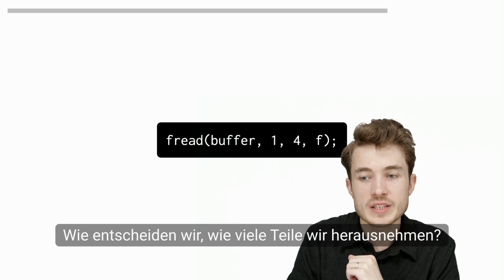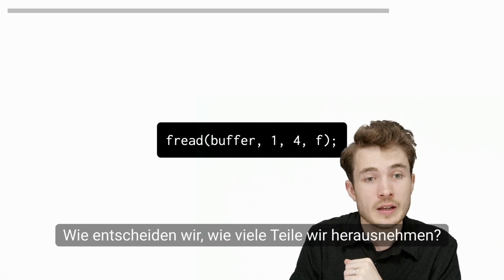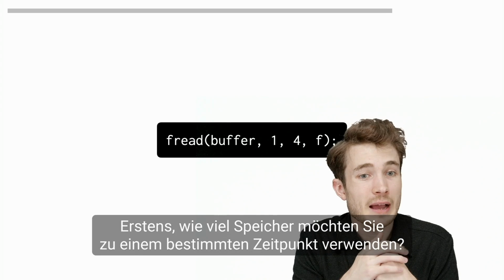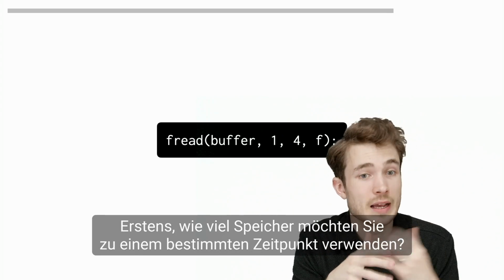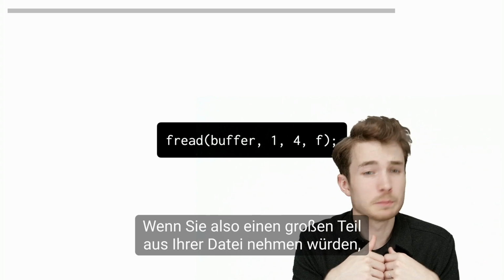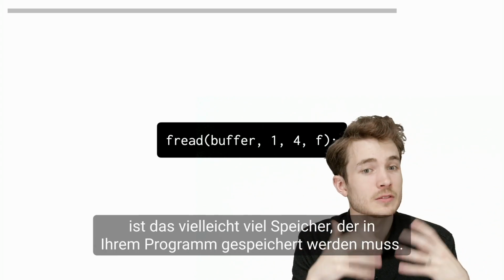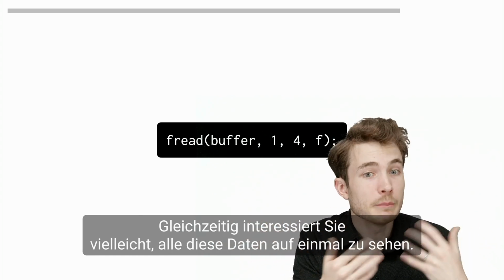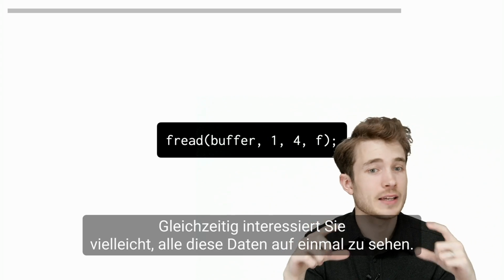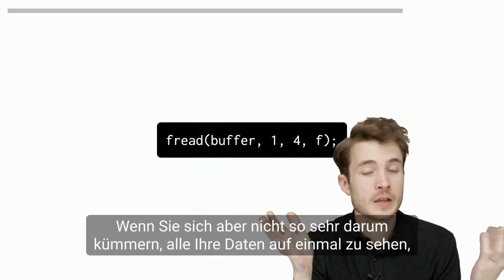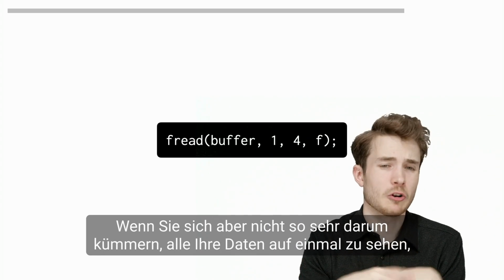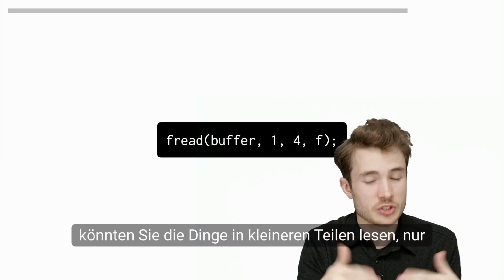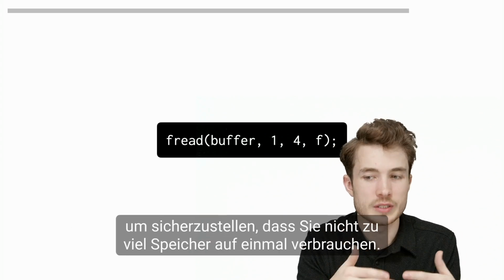A good question, how do we decide how many chunks to take out? Often, it will depend on a few things. So one is, how much memory do you want to use at any one time? If you were to take a big chunk out of your file, that's a lot of memory to store in your program, perhaps. At the same time, maybe you care about seeing all that data at once. That would be a good reason to do that. If you don't, though, quite care about seeing all your data all at once, you could read things in smaller chunks just to make sure you're not using up too much memory at any one time.